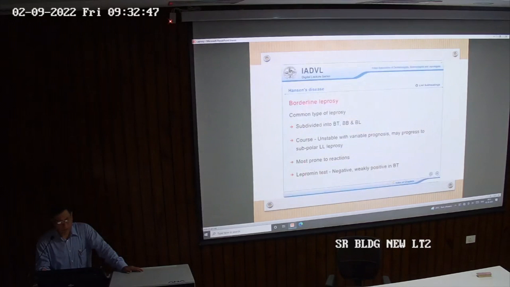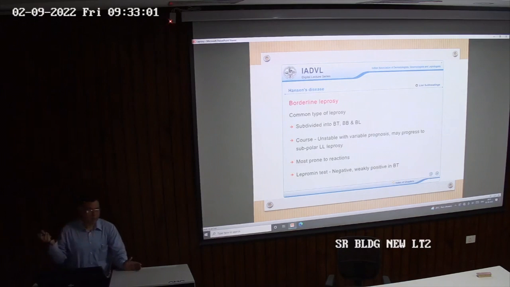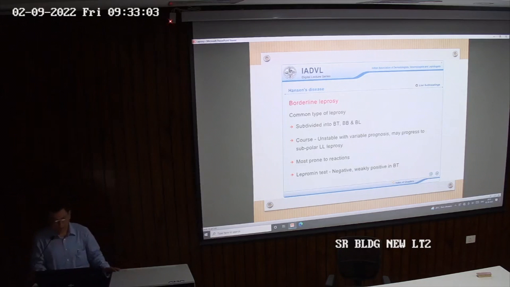Then comes the borderline leprosy. Borderline is in between tuberculoid and lepromatous pole. So just remember tuberculoid leprosy and lepromatous leprosy. In between is the borderline leprosy. Borderline tuberculoid, borderline lepromatous, and borderline in the middle one. Subdivided into BT, BB and BL. Course is unstable because it is borderline with variable prognosis, may progress to subpolar lepromatous. This may downgrade into lepromatous leprosy or upgrade into tuberculoid pole.